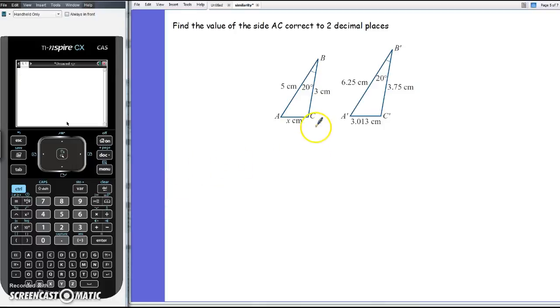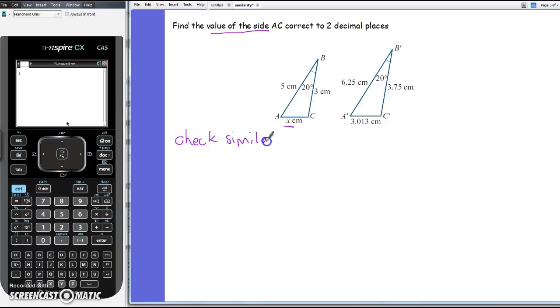What we have to do in this example is find the value of x here using the method of similar triangles. We've got two triangles here. We haven't been told in the question that they're similar. It's just asking you to find the value of AC. So the first thing you have to do is check for similarity.